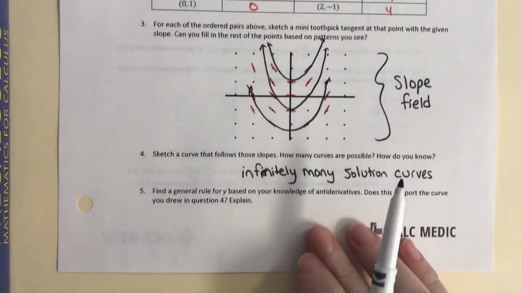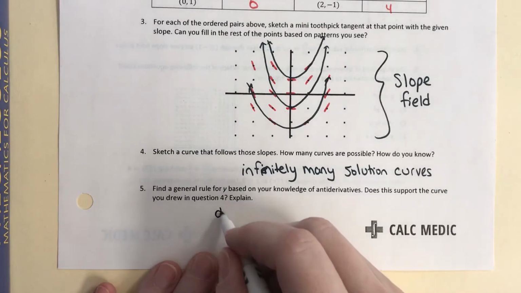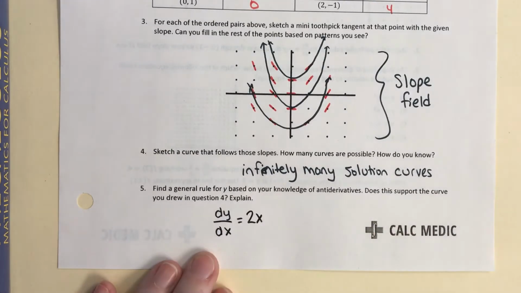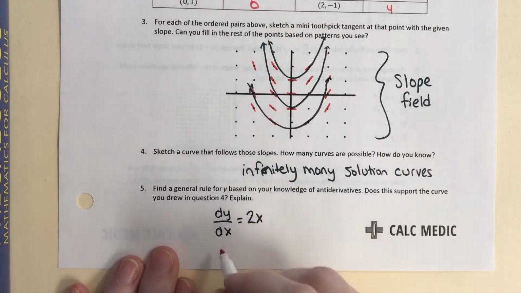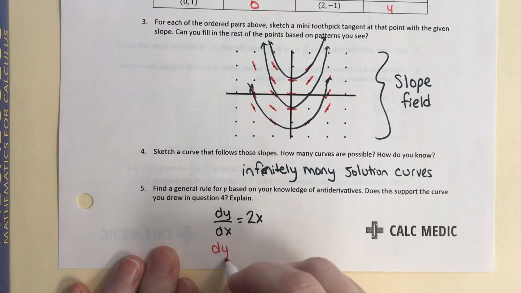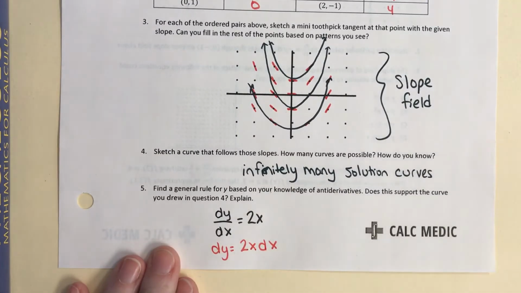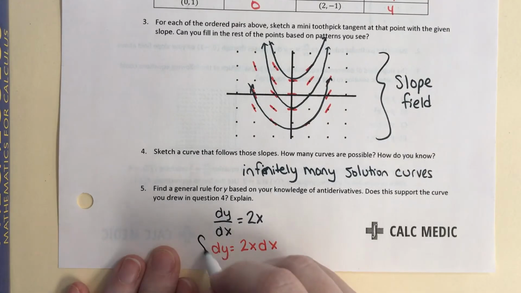So I'm going to write that down for number 5. dy/dx is equal to 2x. So if I want to solve that, first thing we do is separate the variables, right? So dy is equal to 2x dx. Then the next thing we do is we take the integral.